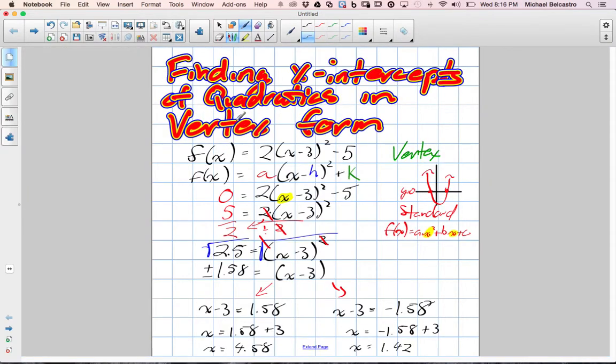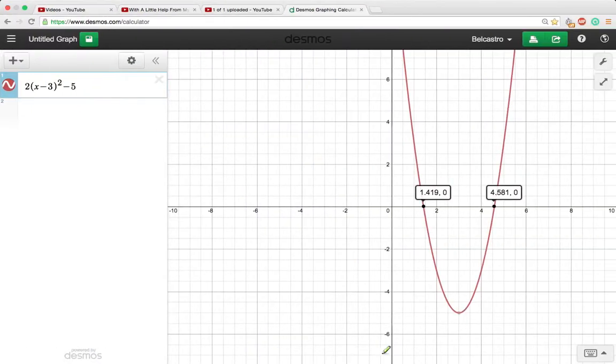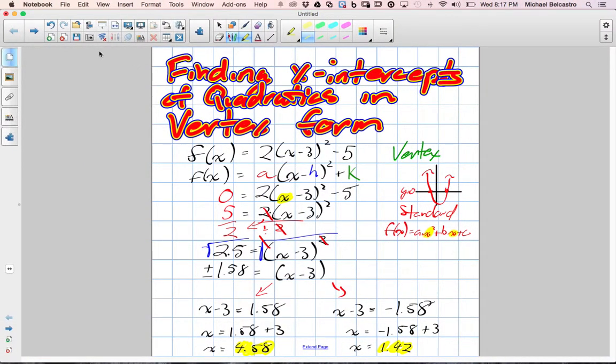So instead of going all the way to standard form, we can just isolate for x in our vertex form, and that'll be our two roots in this question. Our two answers are 4.58 and 1.42. Quickly going to our graphing calculator, we see they get 4.581, and remember we rounded a little earlier, and 1.419, which roughly rounds to 1.42. So we were right. This is the shortcut method.